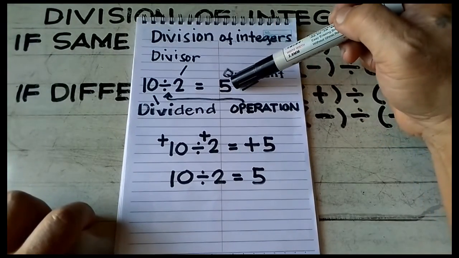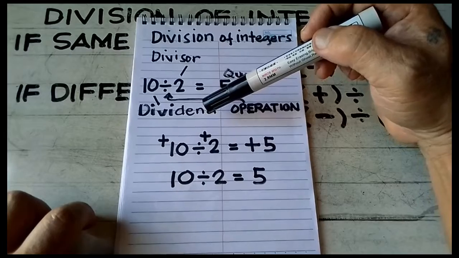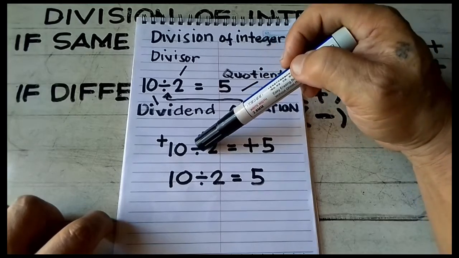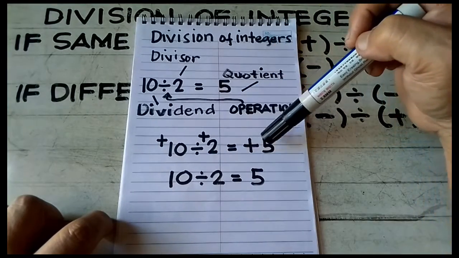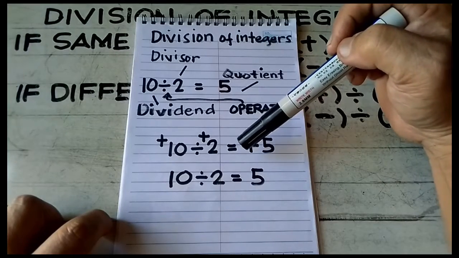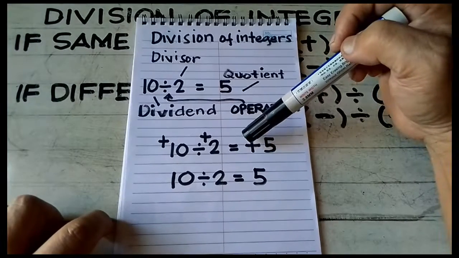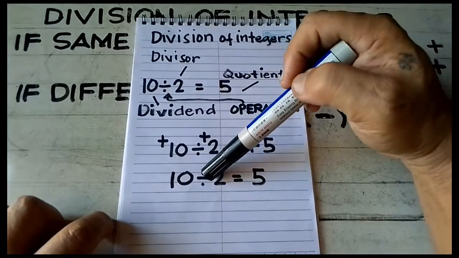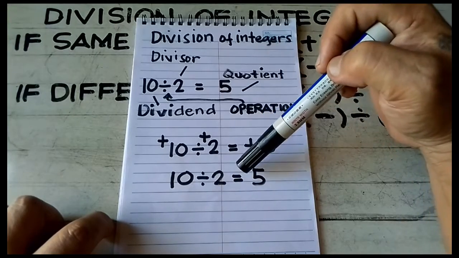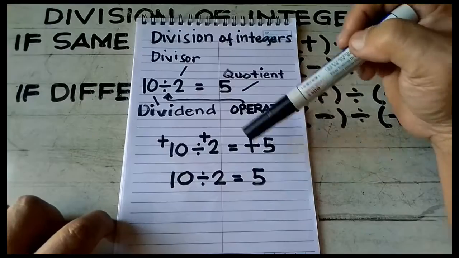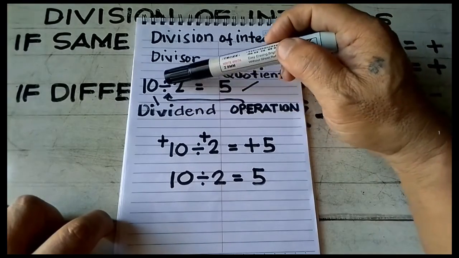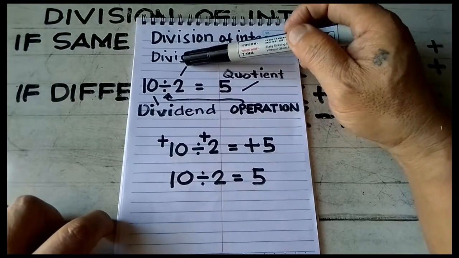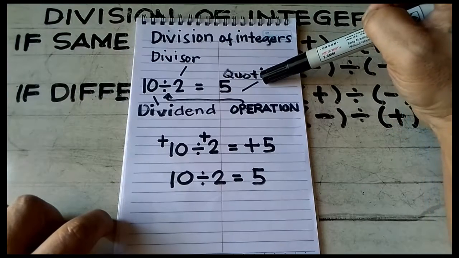is equal to 5. Kapag nilagyan natin ito ng sign numbers na parehong positive, positive 10 divided by positive 2 is equal to positive 5. Maaaring hindi mo rin siya lagyan ng positive sign. Understood na positive na ito. Positive 10 divided by positive 2 is equal to positive 5. Ang 10 ay dividend, ang division ay operation, ang 2 ay divisor, at ang ating sagot na 5 ay quotient.